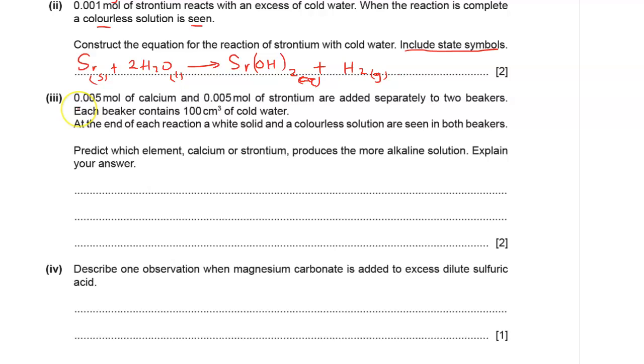Part 3. 0.005 moles of calcium and 0.005 moles of strontium are added separately to 2 beakers. Each beaker contains 100 centimeters cubed of cold water. At the end of each reaction, a white solid and a colorless solution are seen in both beakers. Predict which element, calcium or strontium, produces the more alkaline solution. Explain your answer. Of course, it's going to be strontium.